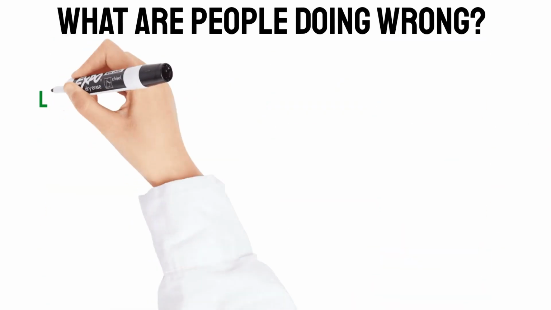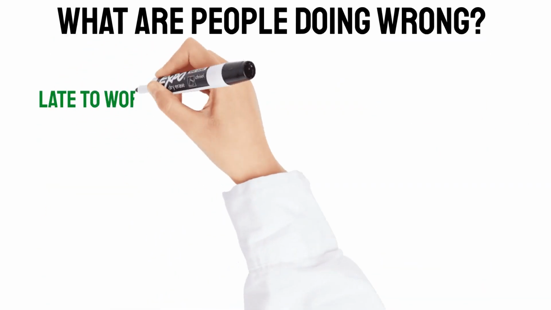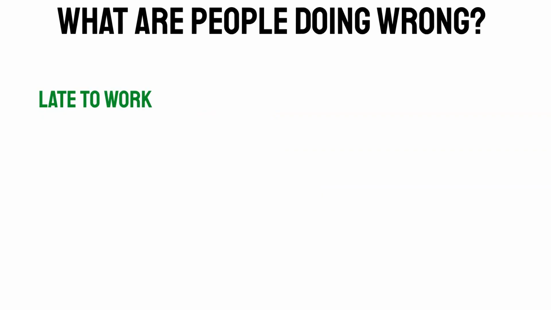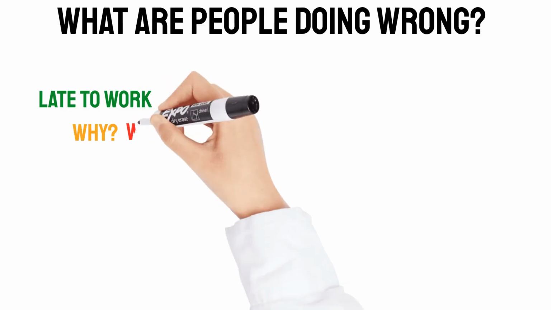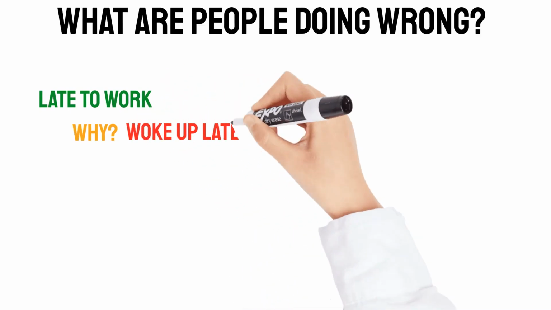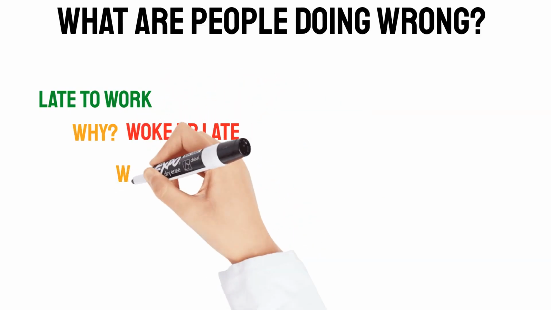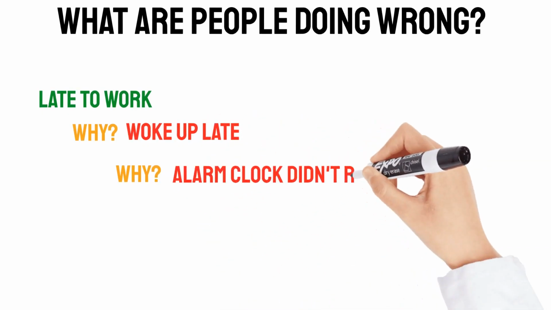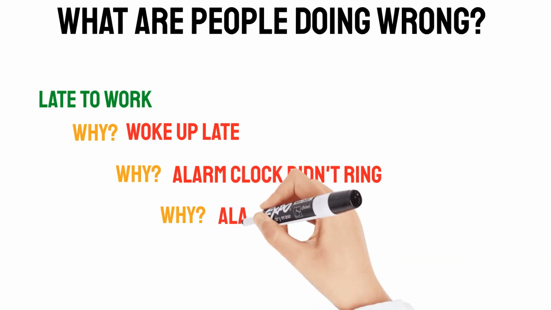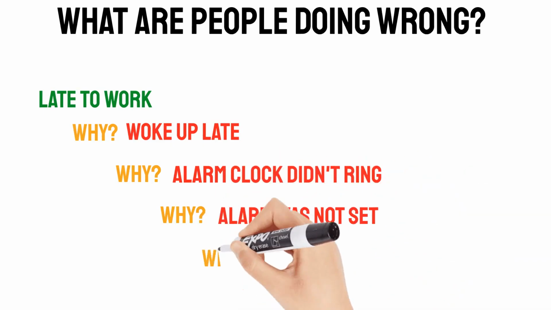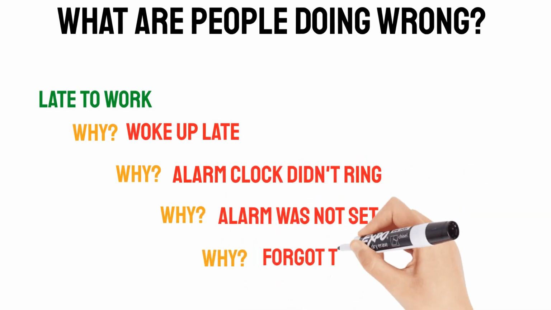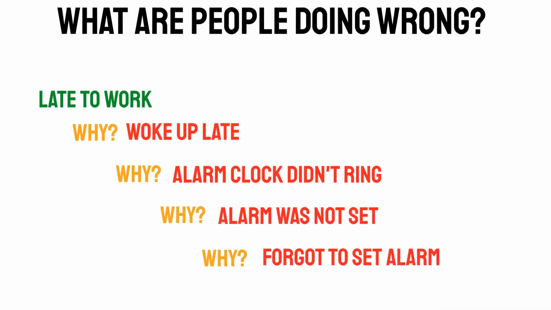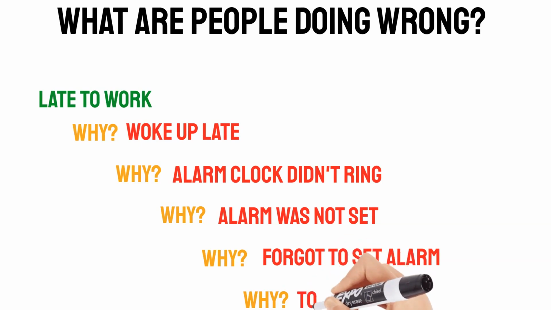Let's use the example of being late for work. So the problem statement is you are late for work. Now you ask yourself, why are you late for work? One possible answer is you woke up late. Now you ask again why. And the answer could be the alarm clock didn't ring. Why didn't it ring? Because the alarm was not set. Why wasn't it set? Because you forgot to set it. Now the question, why did you forget that? And the answer is, maybe you were just too tired in the evening.